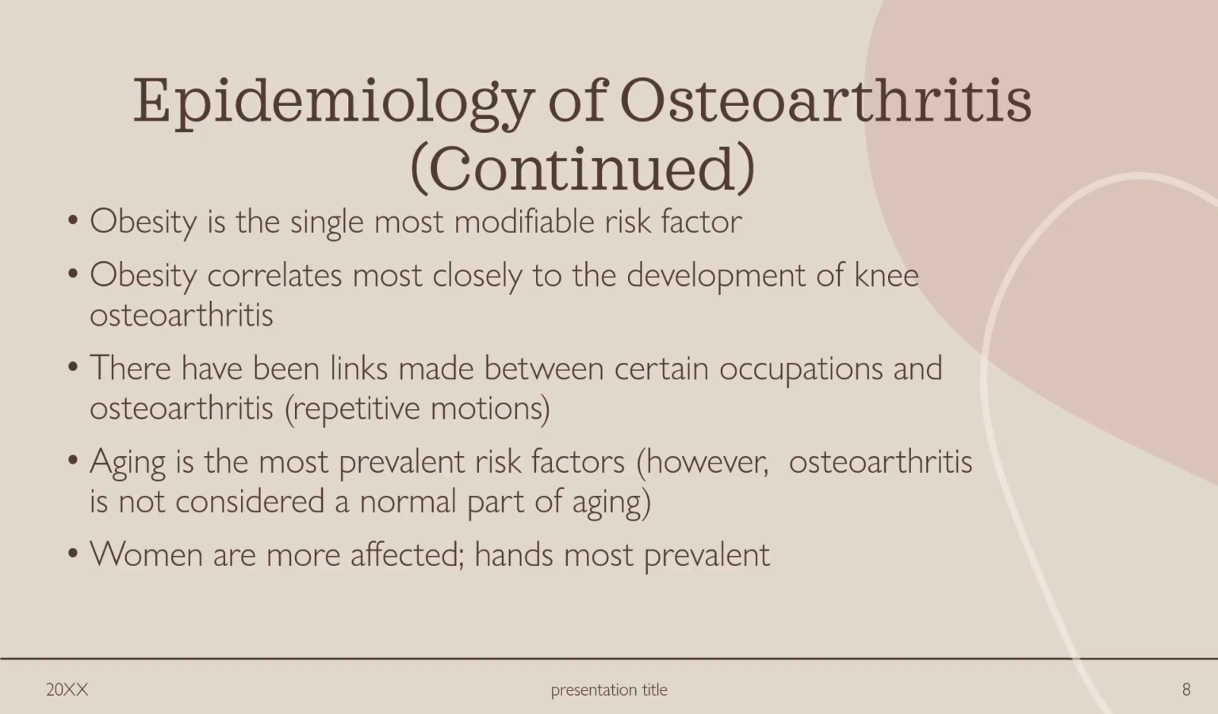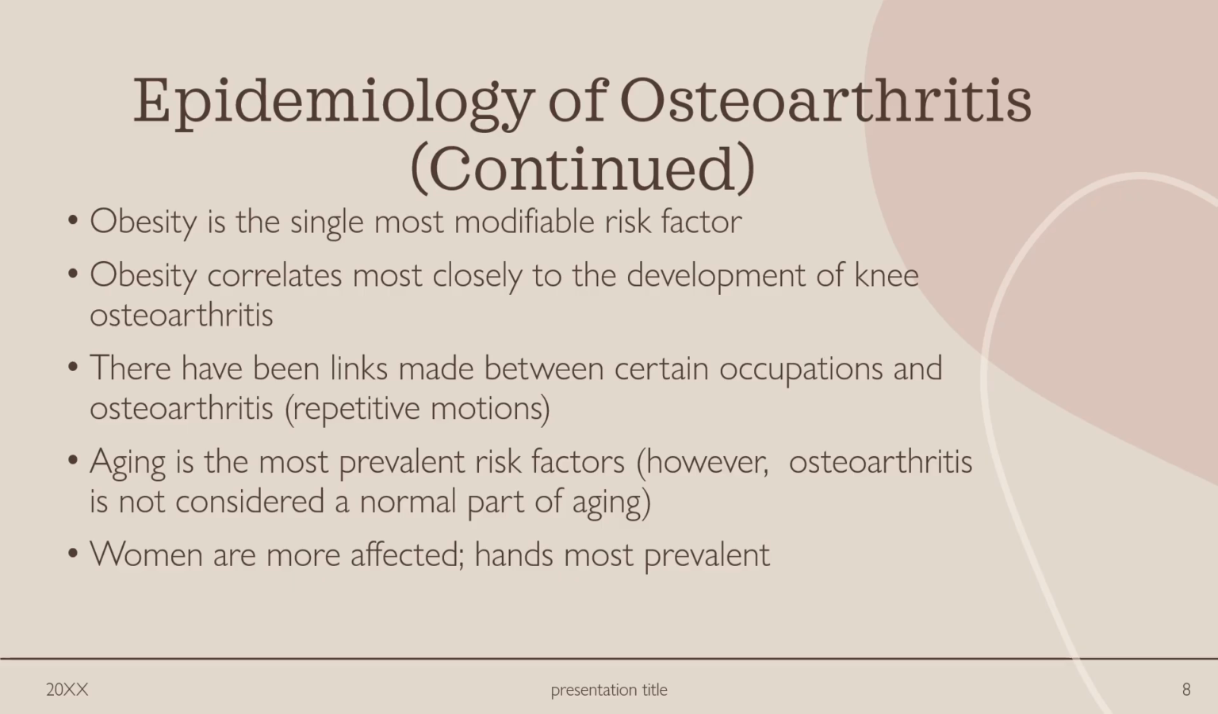Obesity is the single most modifiable risk factor. You will want to pay attention to that. Obesity will correlate most closely with the development of knee osteoarthritis. There have been links made between certain occupations and then osteoarthritis, and it is any occupation where there is going to be that repetitive motion.